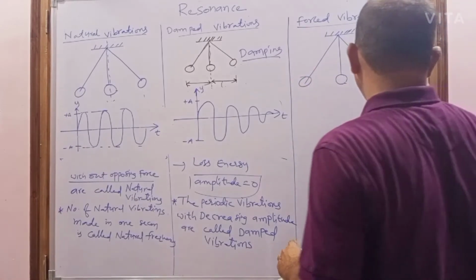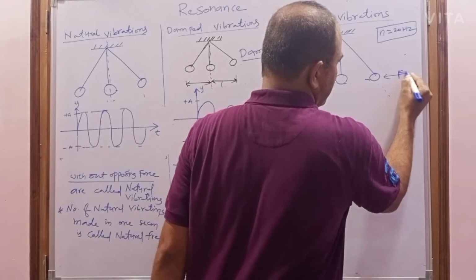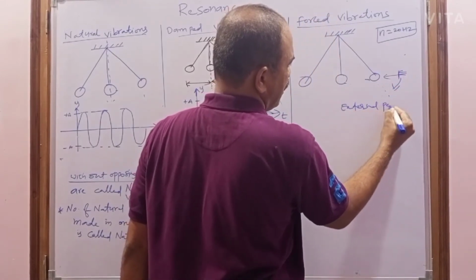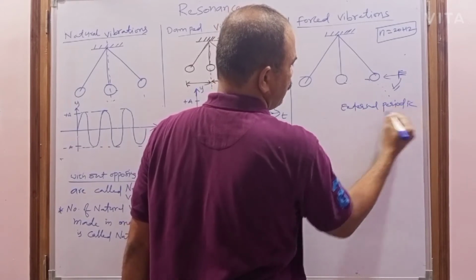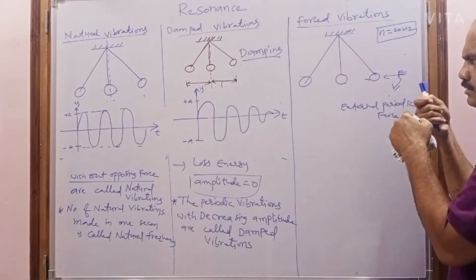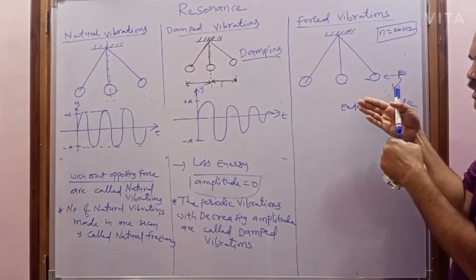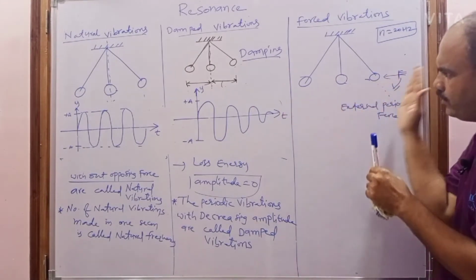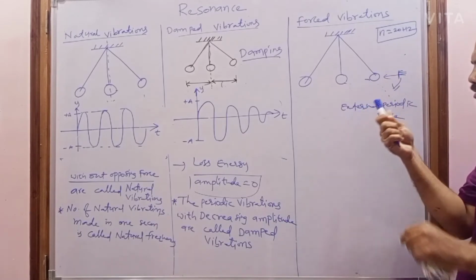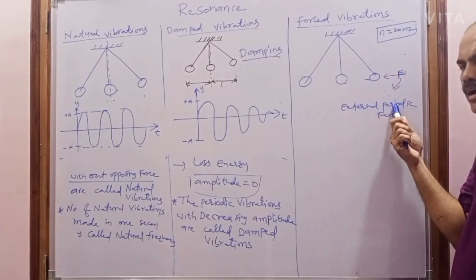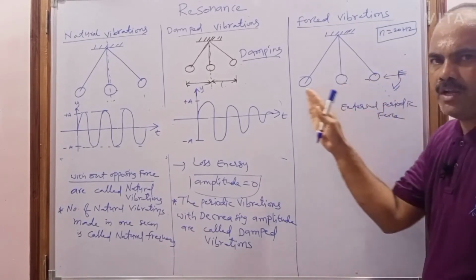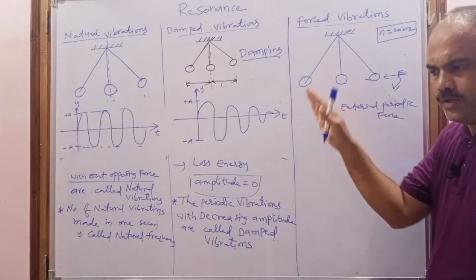You are applying the force continuously. That's why this force is called what? External periodic force. You pull aside, then release, it makes the oscillation, again it makes the oscillation, as you apply the force continuously at regular intervals of time. That's why this force is known as external periodic force. And because of this external periodic force, it will continue with the same amplitude.